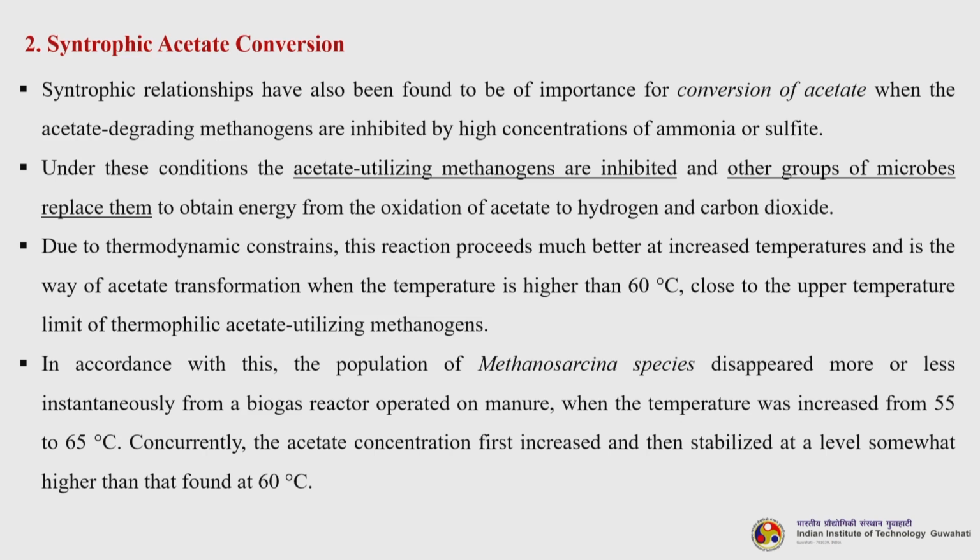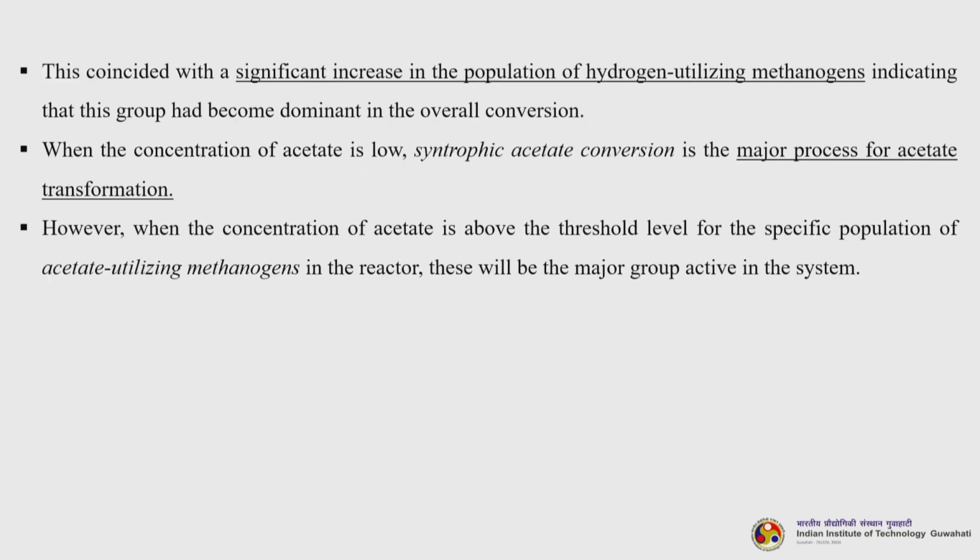So, clearly this tells us that beyond 60 degrees centigrade, some of these thermophilic activities are happening and the acetate utilizing methanogens are inhibited. This coincided with a significant increase in the population of hydrogen utilizing methanogens, indicating that this group had become dominant in the overall conversion. So, there will be more hydrogen production.